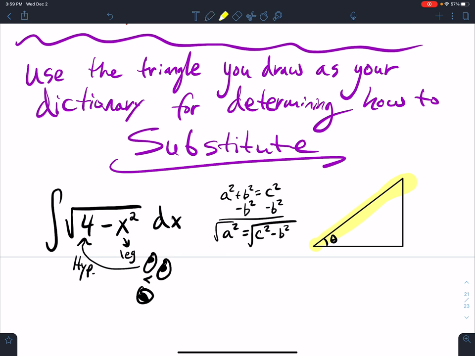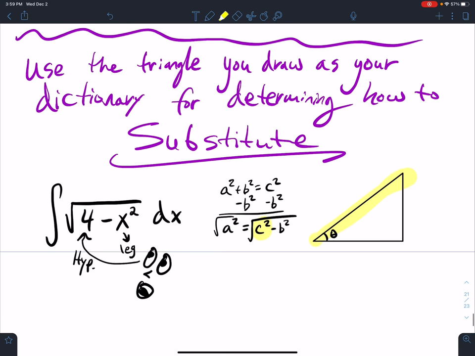But what else do I know? In here, this is c squared. So that's 4. If 4 is c squared, what is c? We have to take the square root of that inside piece, so c is really 2. So that's a triangle with a hypotenuse of 2. And then b squared is x squared. If b squared equals x squared, how do I get b by itself? I take the square root. The square root of x squared is the absolute value of x, but we're dealing with real values, so this is x for b. And so I'm going to label this side x.